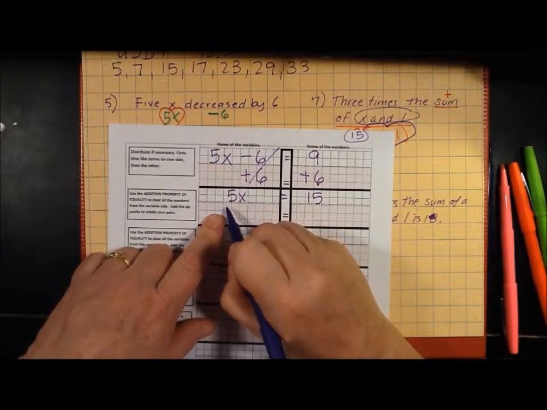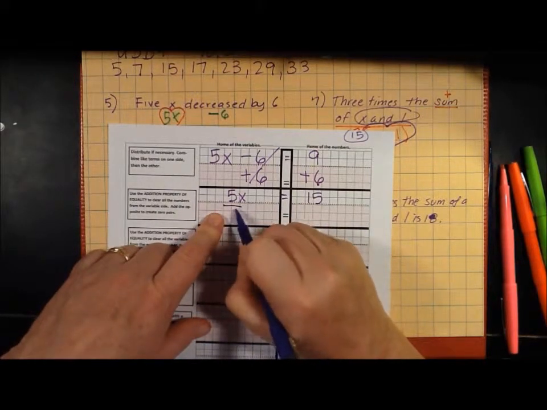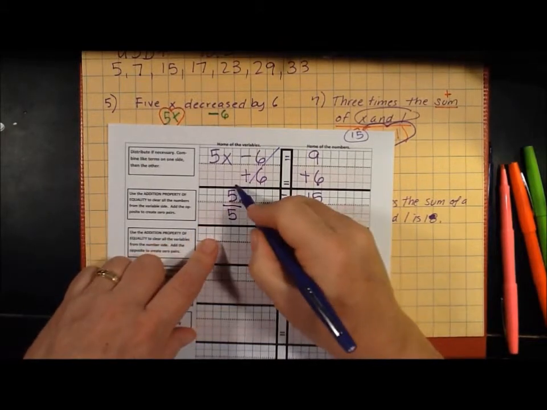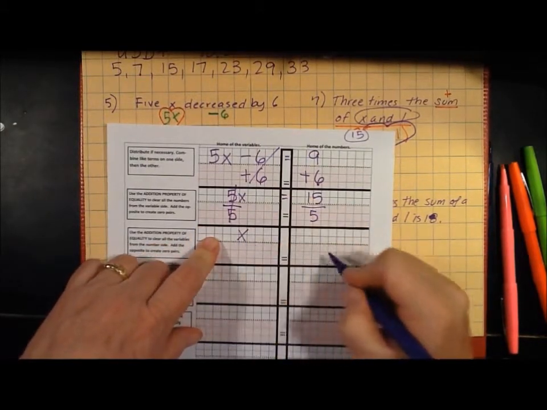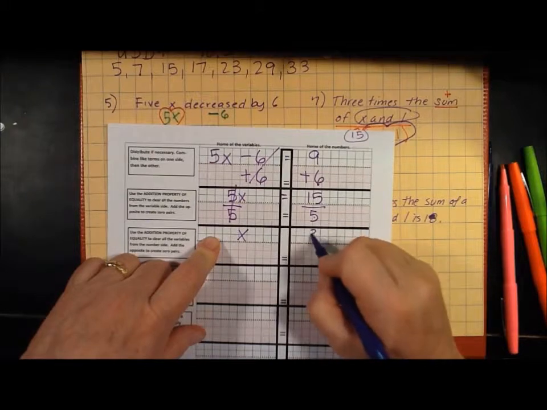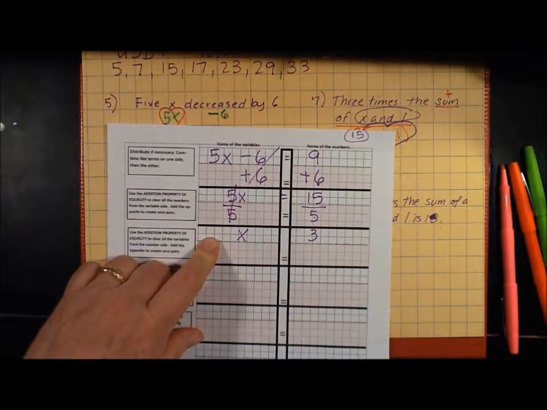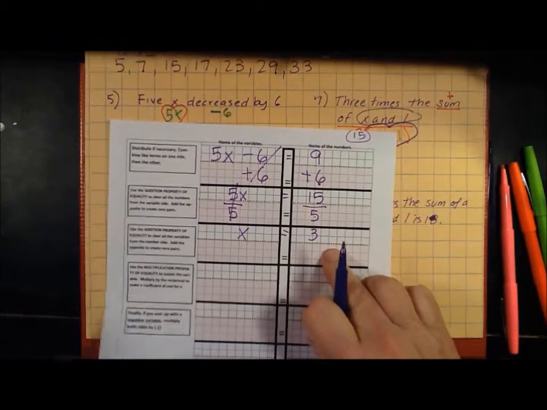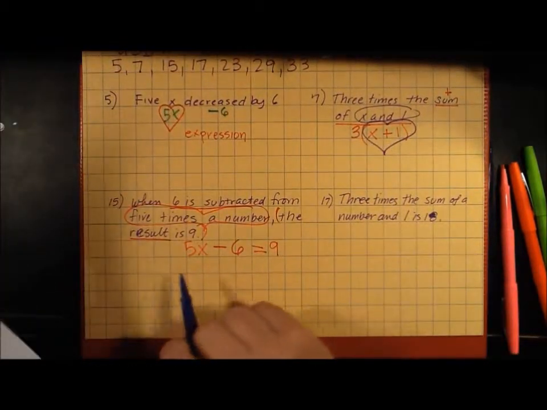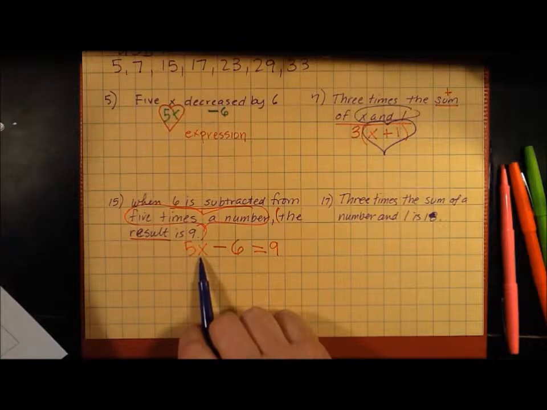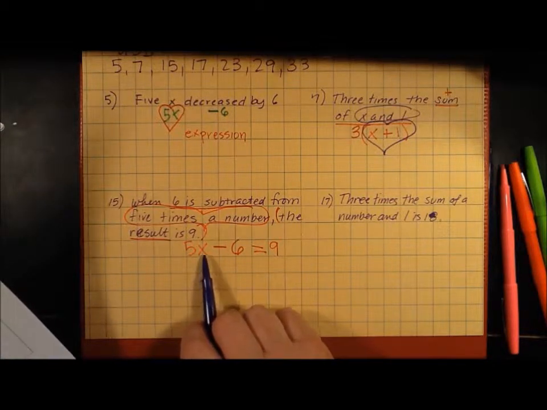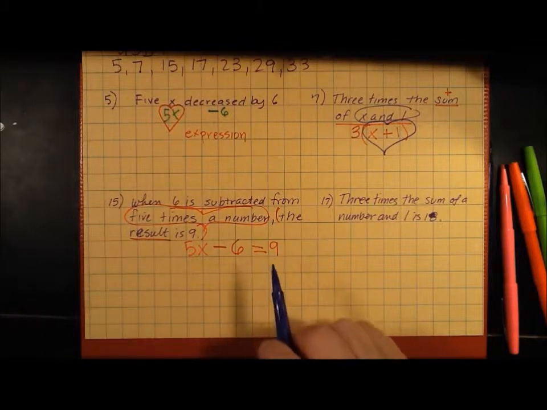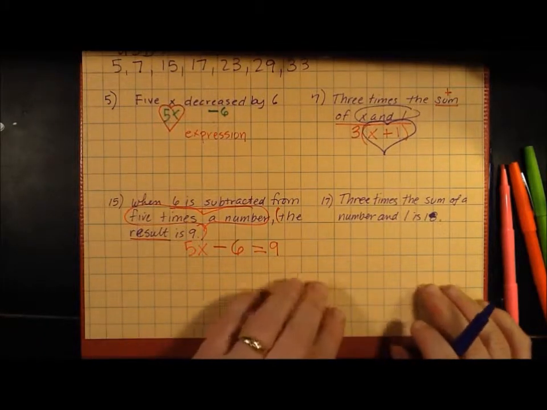Now I'm going to divide that out, divide that side by 5, divide that side by 5. That's a 1, leaves me the x. 5 goes into 15 3 times. So my answer is, according to this, x equals 3. Let's double check. 5 times 3 is 15, and 15 minus 6 is 9. So I got that one right. I sound surprised, I know.